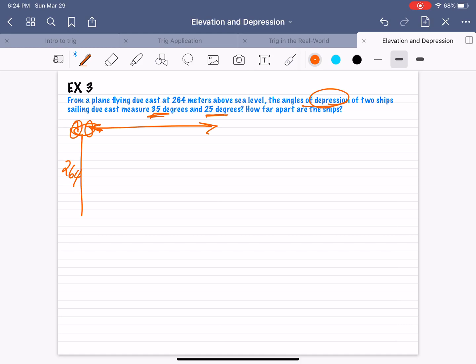Now, the angles of depression to two ships are 35 and 25. So here's what that means. If the pilot's looking straight east, since he's going east, he's going to look down 25 degrees. And he should see the first ship. And then he looks down a little bit further, 35 degrees. And he sees the second ship. So the question is, how far apart are the ships? So you're trying to find the distance of the two ships.